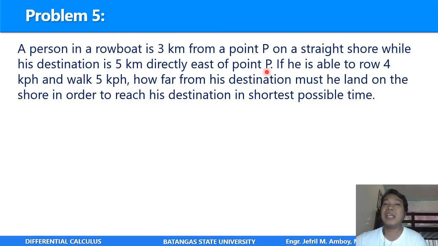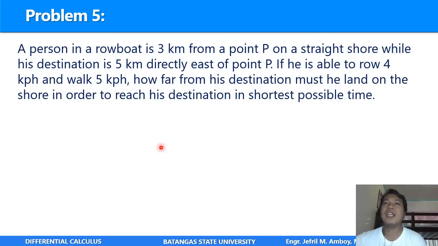Okay. So let us illustrate the problem. Okay. O sige, tapusin muna natin. If he's able to row 4 kph and then walk 5 kph, how far from his destination must he land on the shore in order to reach the destination in the shortest possible time?